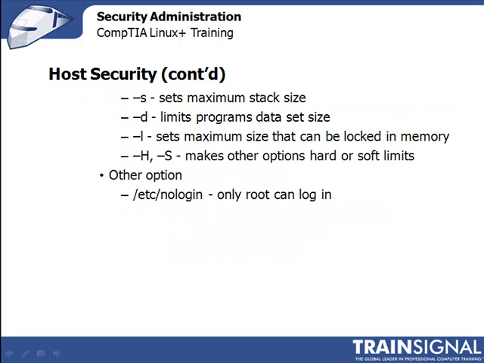Our ULimit options continue with -s, which sets the maximum stack size. Then we have -d, which limits the program data set size. And -l sets the maximum size that can be locked into memory. Dash capital H and dash capital S make the other options hard or soft limits.